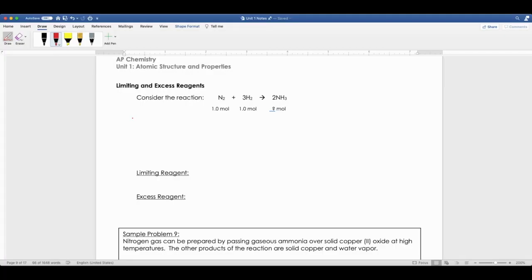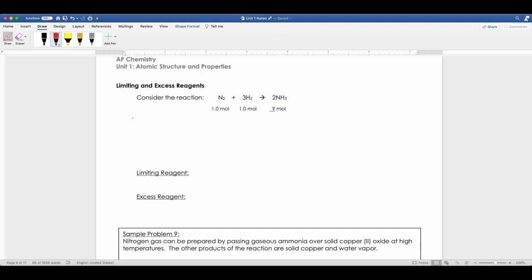Everybody, welcome to our next video for Unit 1, which is all about limiting and excess reagents. Now, if you took Chem 2, which a majority of you, if not all of you did, you should be familiar with limiting and excess reagents already. This is where we start off the year when we start talking about stoichiometry. But I do like to just go over it here because it is very important.